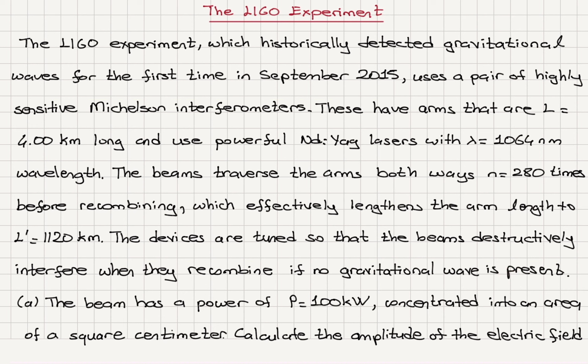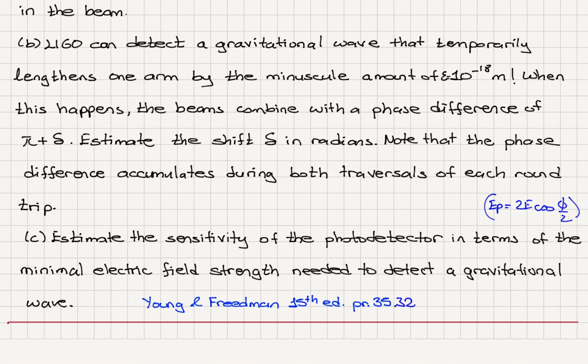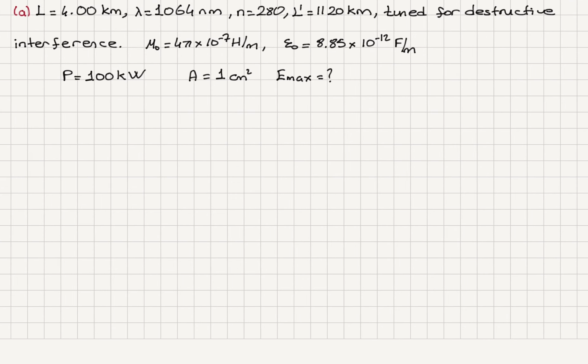Part A. The beam has a power of P is equal to 100 kilowatts concentrated into an area of a square centimeter. Calculate the amplitude of the electric field in the beam. Okay, so this is the part we will deal with for this video.